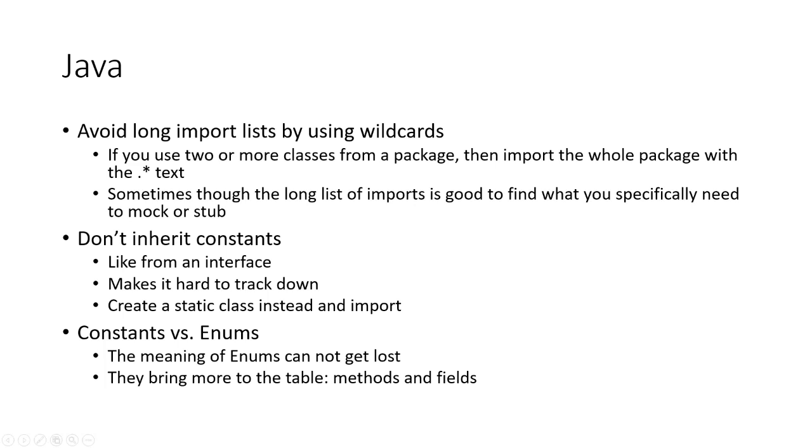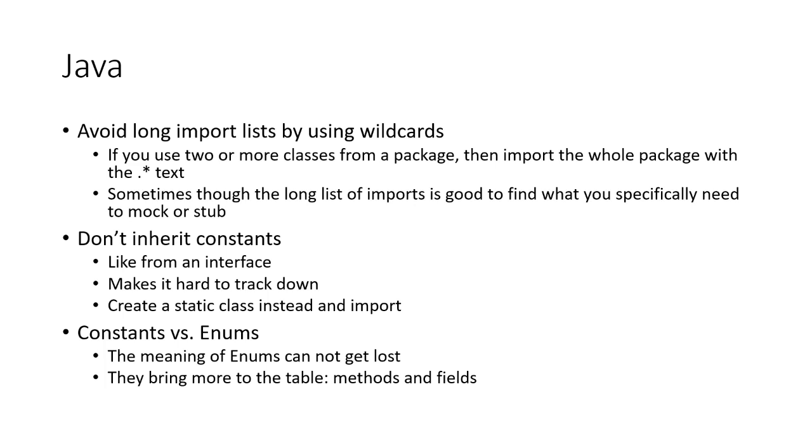Next up, don't inherit constants from an interface, because it makes it hard to track down. Instead, says Uncle Bob, you should be creating static classes and importing them. So you guys know that when you create an interface, you can then implement it in other classes, right? You can put constants within an interface and then have other classes implement that interface and then use the constants, right? But Uncle Bob here is saying that this kind of makes it hard to track down.